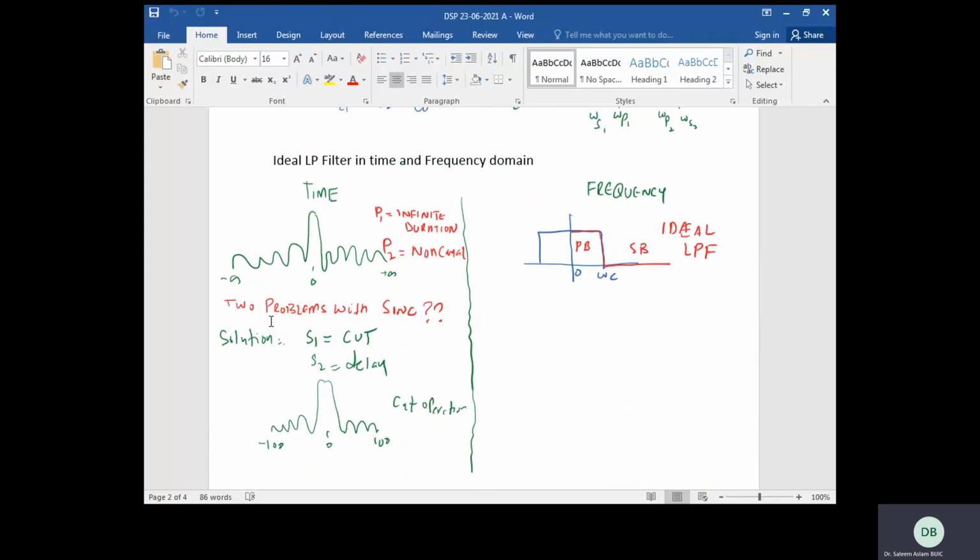If it is running from minus infinity to infinity, you can make it limited by cutting it from minus 100 to 100, or minus 200 to plus 200, minus 40 to plus 40, or minus 8 to plus 8. It's up to you depending upon the requirement. The higher the number of samples, the higher the order of the filter. The higher the order of the filter, the more hardware you require, and the more processing time you require to get the filtering out of that filter, right? So it all depends on the practical situation where you are applying your filter.